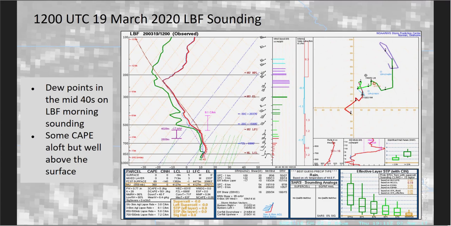So, just a quick look at the sounding from North Platte that morning. It's pretty moist in the low levels there. There's a little bit of CAPE aloft, but you would have to go way up to be able to realize that CAPE. But the interesting thing was that we had mid-40s dew point on the sounding that morning, which was relatively warm for that time of year. Again, some CAPE noted, but well above the surface.